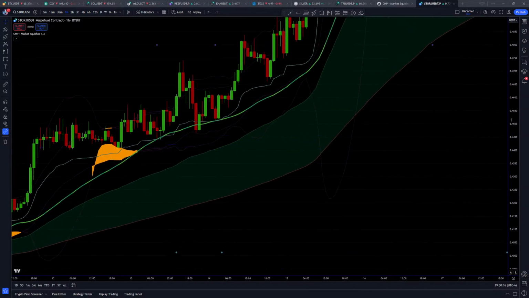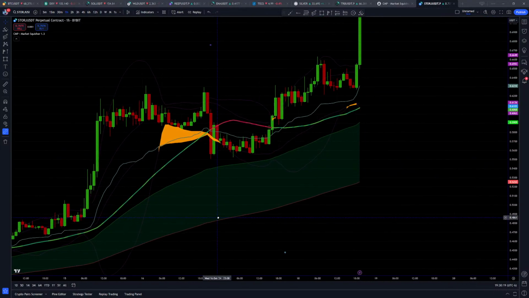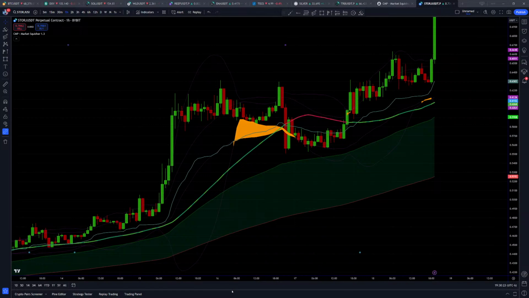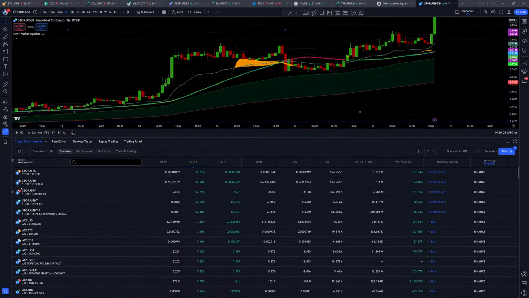Wait for the squeeze to pop in a direction and say, okay, this has the momentum released, the energy that was building up, the pressure released in the bullish or bearish direction. Now we can look for a trade in that direction.